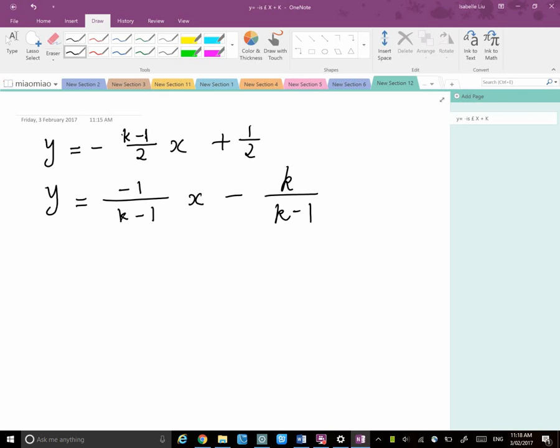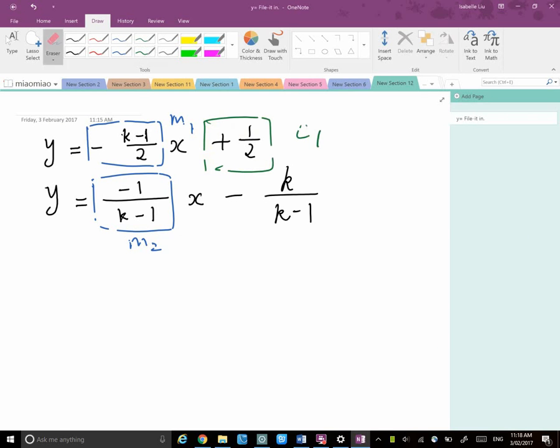Okay, so we have the gradient for the first one and second one. That's the first one's gradient, let's call that M1. And the second one's gradient, let's call that M2. And we have C1, and for this one, C2.